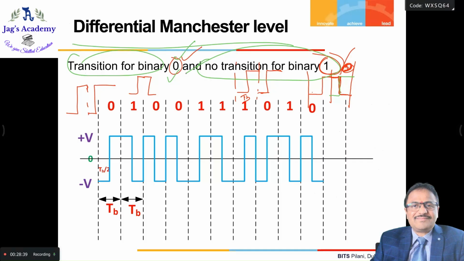Okay, now see here, 0. You will be given only this. 0 means there is no transition.